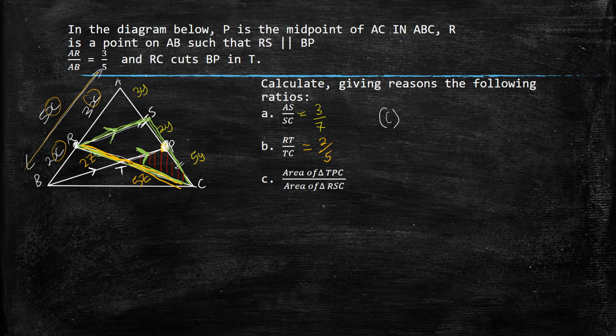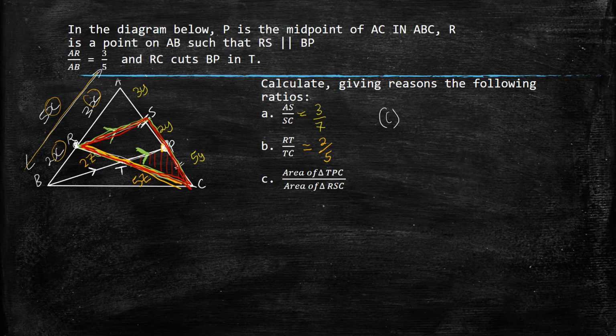RSC. So RSC, I'm just going to highlight it with red on its outside. RSC, there it is, that triangle. Can you see? This is RSC. So they want you to get the ratio of these triangles. So this question really, how do you solve it? You can use the area rule, right?